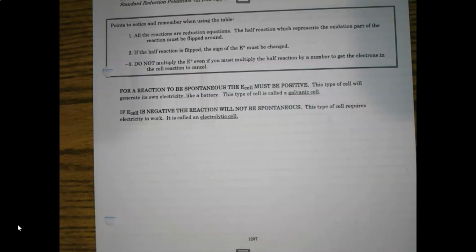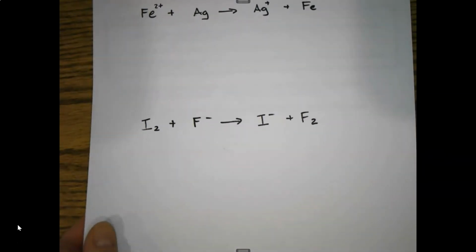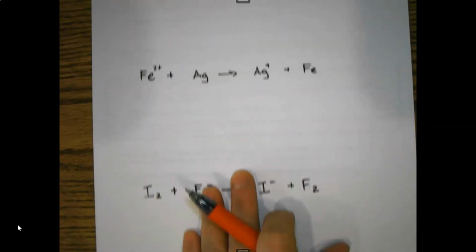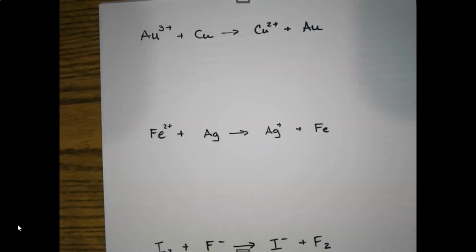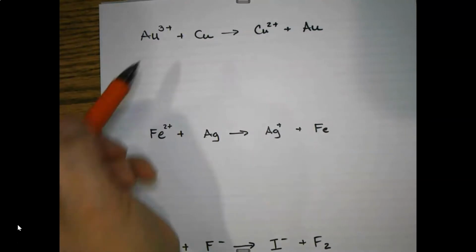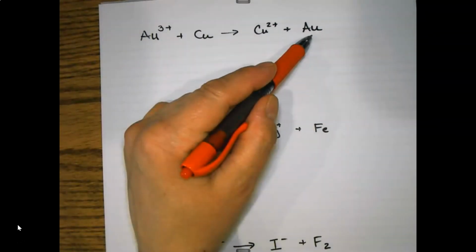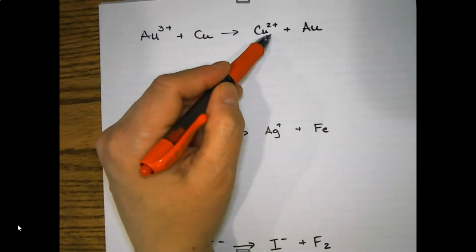So now what I want to do is just do some practice. So this is going to combine a lot of the ideas that we've already been doing. Let's move this sheet so you're not seeing it underneath the page. All right, so start off with something simple. We've got Au3+ going to Au and Cu going to Cu2+.